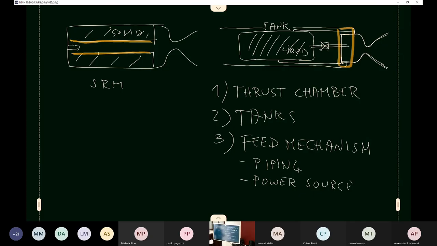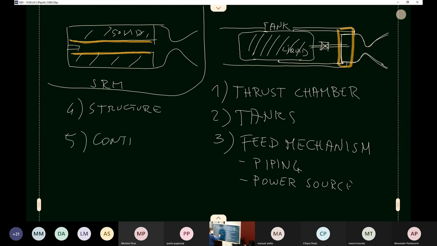And then of course you have a structure to transmit forces, and finally control devices. Control devices can be valves or of different kinds. Or also you can consider some gimballing to have thrust vectoring, so you can move your thrust chamber with respect to the structure. Also, as considered in the case of solid rockets, thrust vectoring is used to control the direction of thrust with an angle with respect to the axis of the launcher itself.